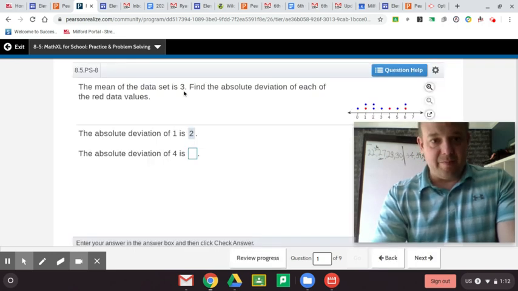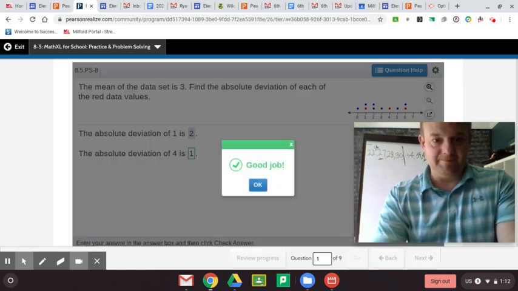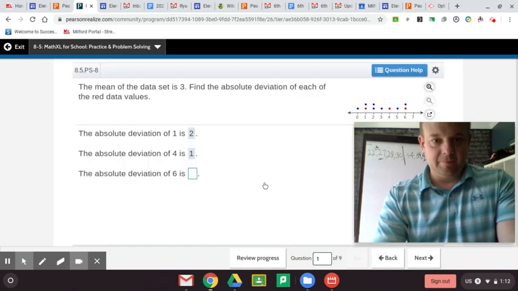Now, the mean is 3, and it goes to 4. It goes up 1. And the absolute deviation of 1 is 1. And from 3 to 6, the absolute deviation is 3.